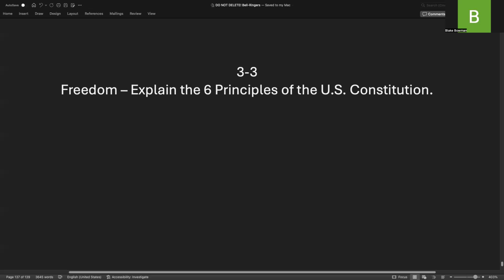Charlotte, how do these branches keep each other balanced? Yeah, checks and balances. Good. So it says it in the name, right? Depending on certain policies that are made, certain directions, the other branches of government can make sure that one branch is not becoming too powerful.